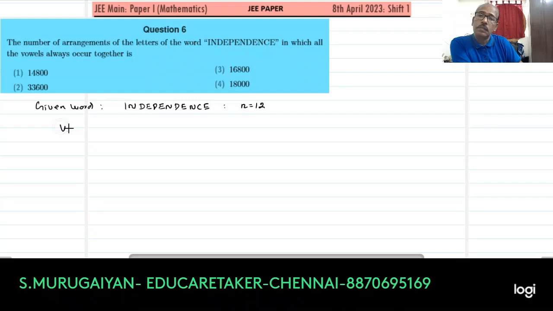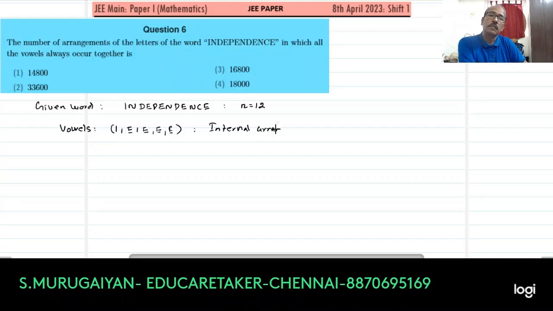Here the vowels are I and E four times. The arrangement of vowels, the internal arrangement of vowels, is 5 factorial, since there are overall 5 letters, and 4 identical letters, so 4 factorial in the denominator. This is 5.